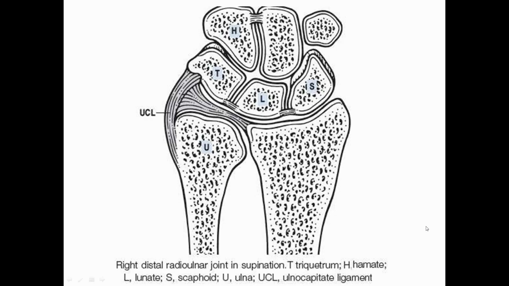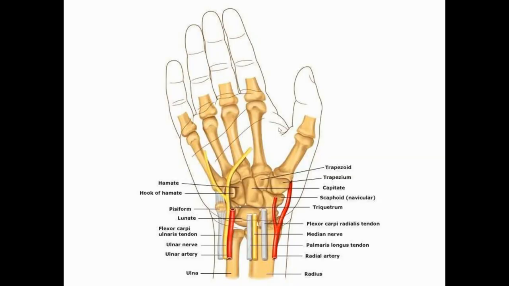This is the wrist joint. You can see here, this is the radius and ulna, and these are the carpal bones, and how they make the wrist joint. Again, we can see here more clearly, and we can see the neurovascular supply also, the arrangement of the neurovascular supply.